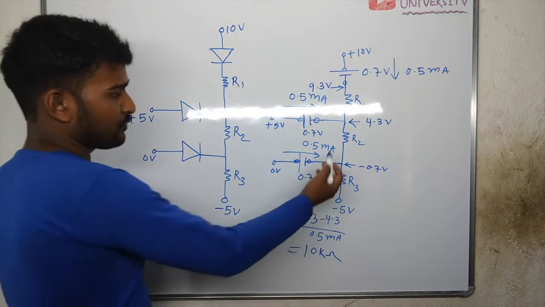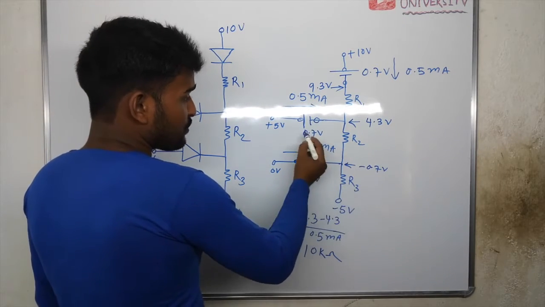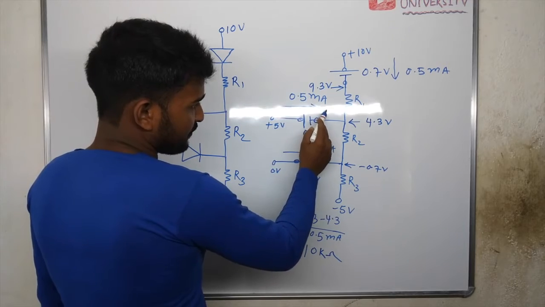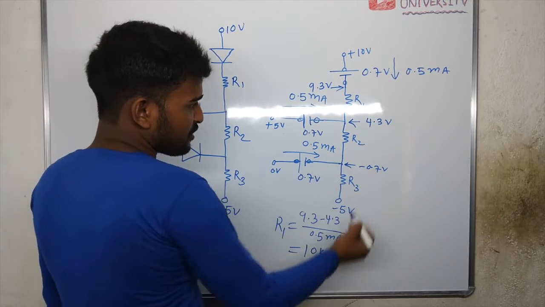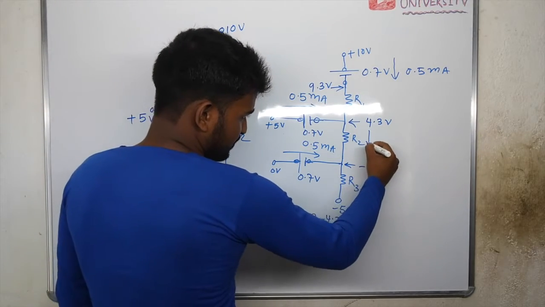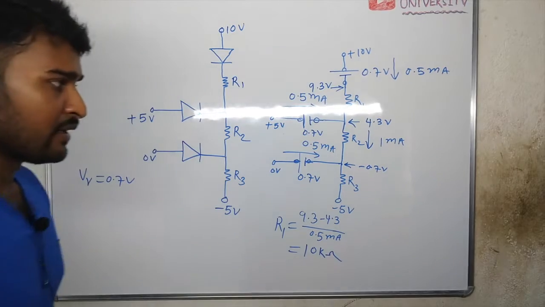Similarly, how to get R2? You need to know the current through R2. The current through this branch is 0.5 and the current through this branch is also 0.5 milliampere. So what is the net current through this branch? It will be 1 milliampere. So the current through R2 will be 1 milliampere.